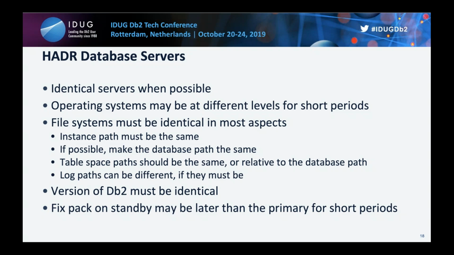Your file systems need to be mostly identical. There are some that you can tweak if you need to. The version of DB2 must be identical. You can't use an HADR rolling upgrade for a version level upgrade. It has to be the same version of DB2. Your fix pack, however, on the standby can be later than the primary for short periods of time. And that's also IBM's wording, short periods of time. I'm generally not comfortable with more than a day at the outside, but usually it's less than that.